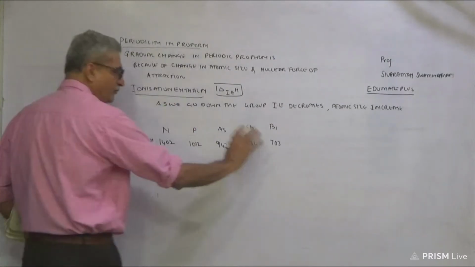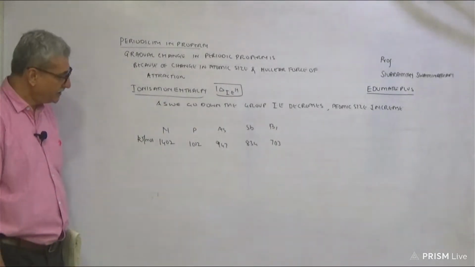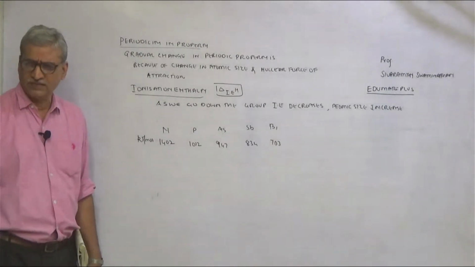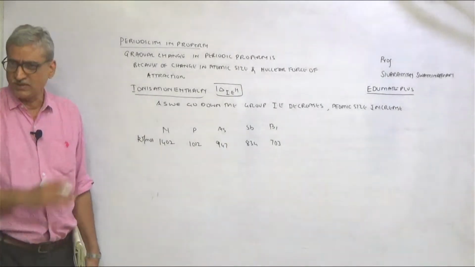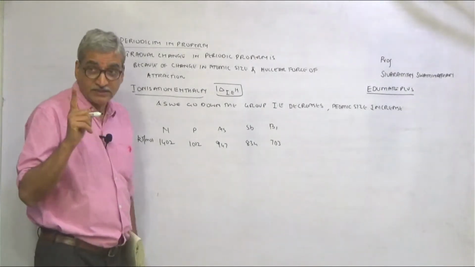So there is no problem with this. You can see as the atomic size increases, nuclear pull on the outermost electron decreases. So energy required to remove the outer electron decreases, so ionization enthalpy decreases. But let us look at the third row elements.